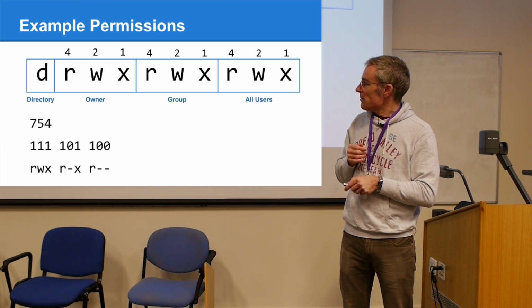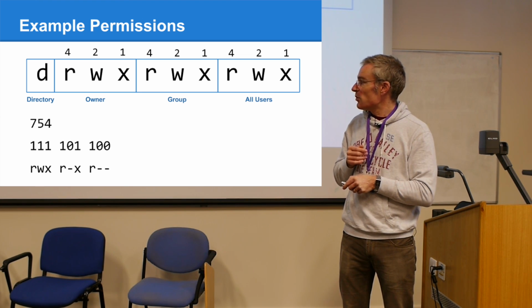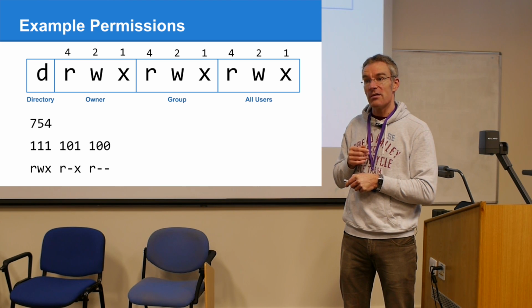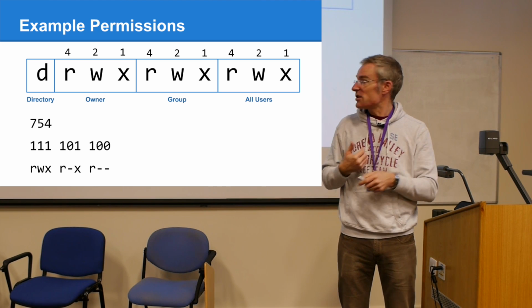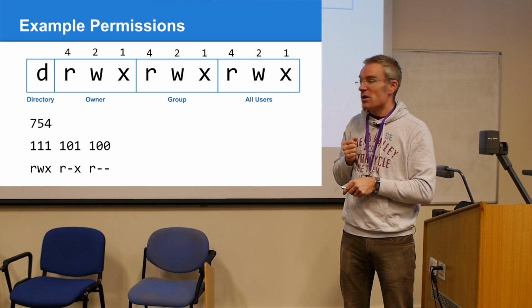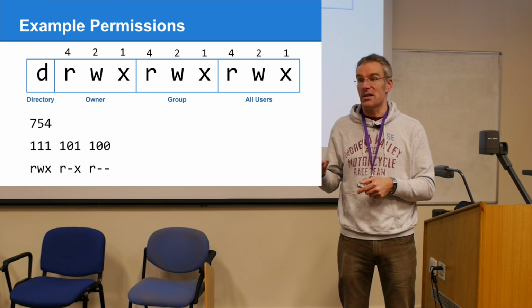So the 7 becomes binary 111, doesn't it? The 5 becomes 101, and the 4 becomes 100. Yes, you happy with that? So if we then translate that into read, write, and execute, it means the owner, which is the person who put the file in the first place, will have read, write, and execute. That makes sense, doesn't it?